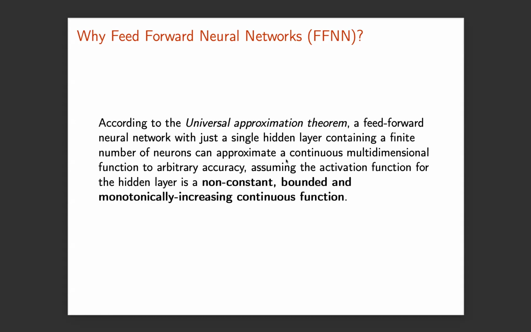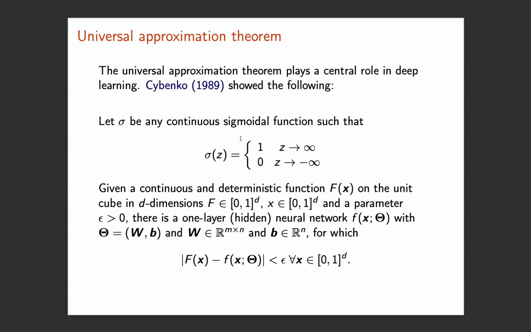It simply says that you can approximate a multidimensional function to a given error, to an arbitrary accuracy. Exactly what this accuracy is, is something you have to play around with by experimentation. It assumes that the activation function for the hidden layers is a non-constant, bounded, and monotonically increasing continuous function. The original paper showed this by Cybenko, which is probably the right way of pronouncing that name.